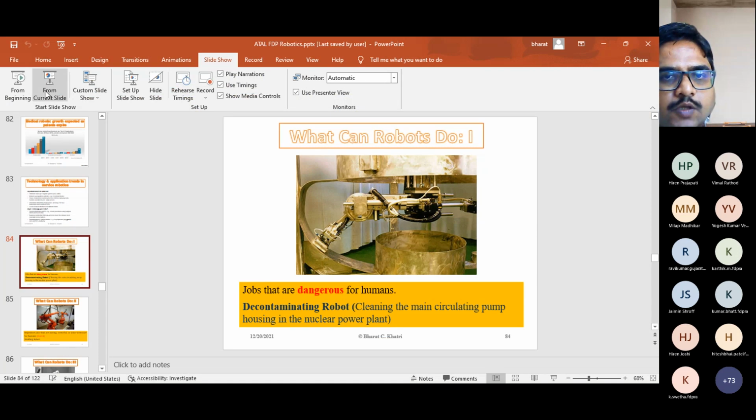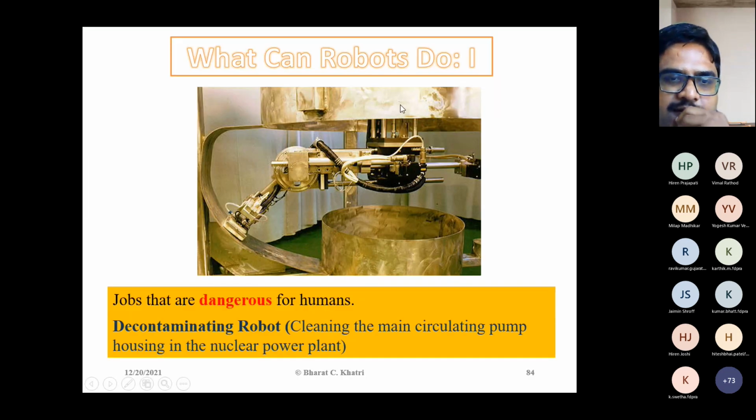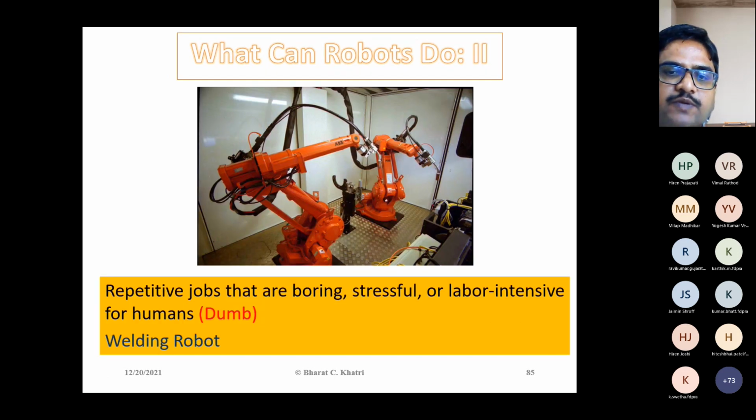Now we'll see some applications where nowadays robots are used in a very fast manner. This is a water can robot too. Here a decontamination robot is shown that is used in nuclear power plants. It decontaminates the parts used in the nuclear power plant. This job cannot be done by human beings. Repetitive jobs which are very boring, stressful, laborious, that can also make a human being dumb, can be done with the help of these robots.